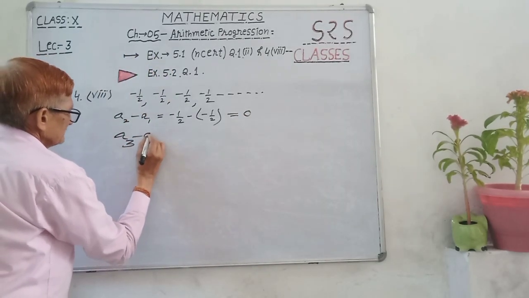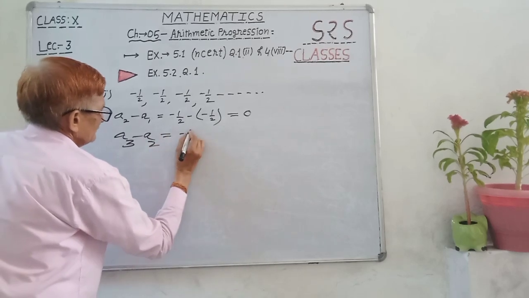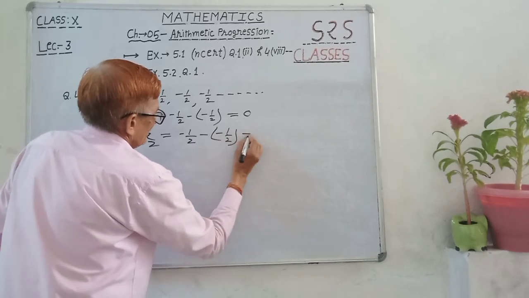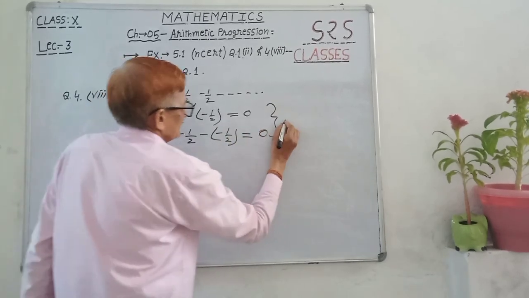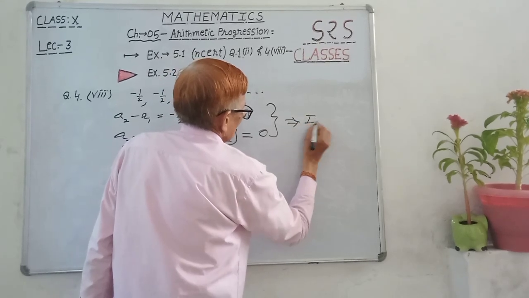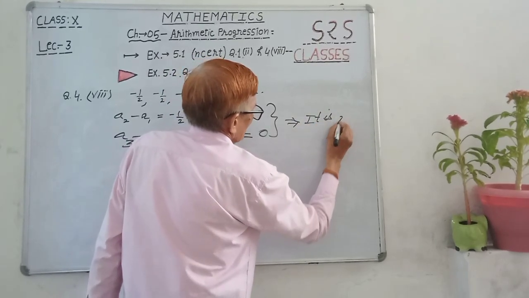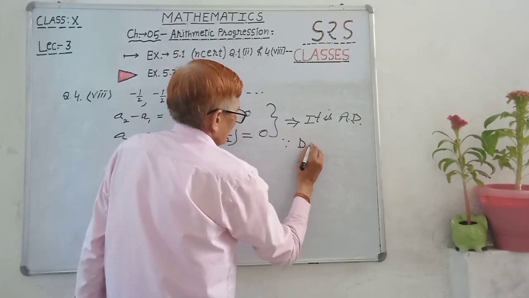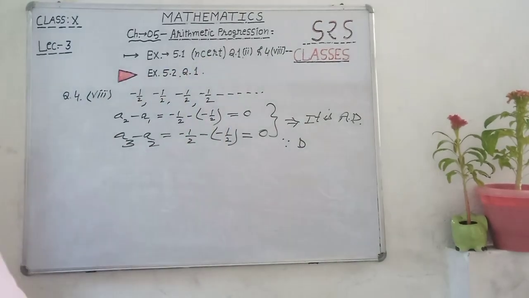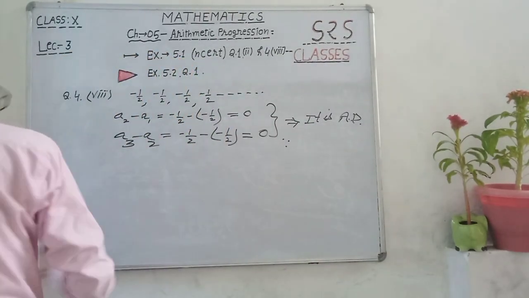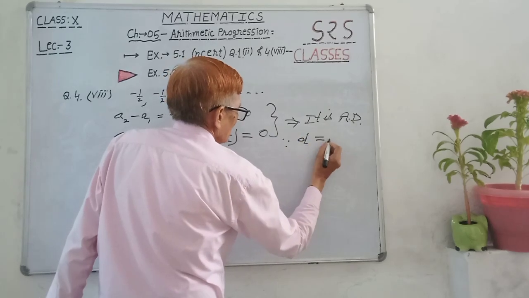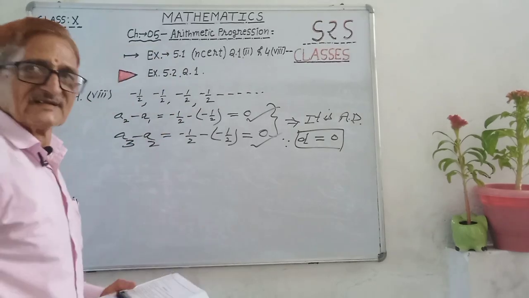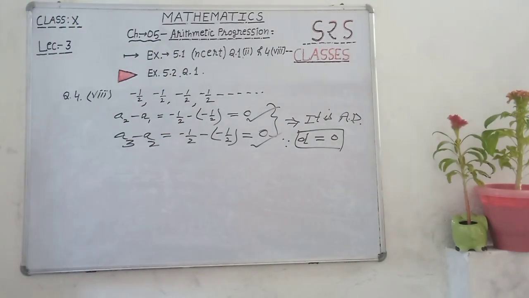A3 minus A2. A3 is minus 1 upon 2 minus minus 1 upon 2. Then ये भी 0. This implies it is AP. Okay, because common difference d is equal to 0 everywhere, same, both are equal, then it is AP. Done.